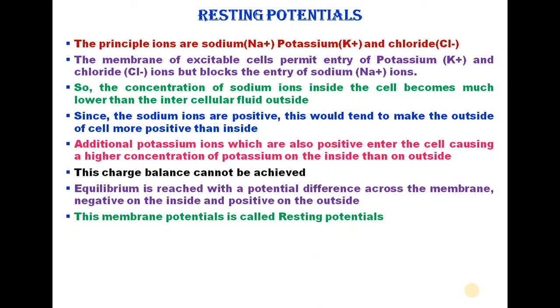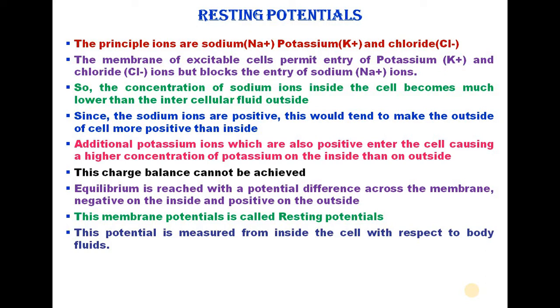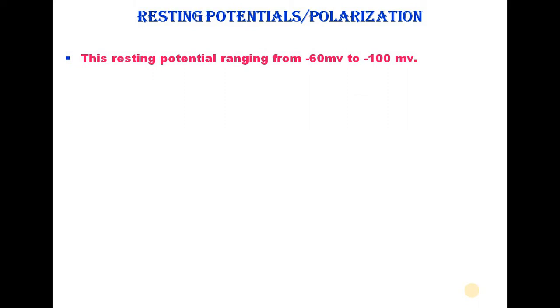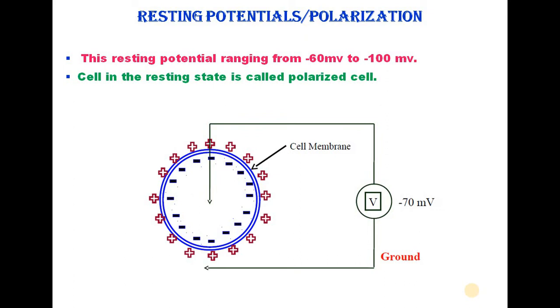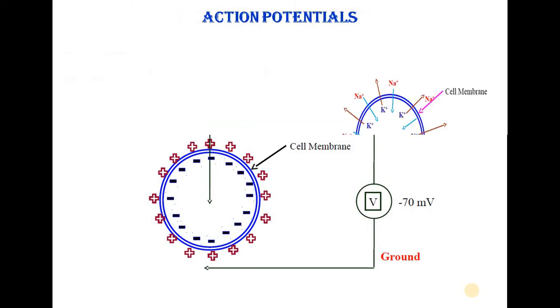This membrane potential is called resting potential. This potential is measured from inside the cell with respect to the body fluids. So, the resting potential of a cell is always negative. This resting potential value ranges from minus 60 millivolt to minus 100 millivolt. The cell in the resting state is called a polarized cell and this process is called polarization. This diagram shows the resting potential. Here, the inside of the cell is negative and the outside of the cell is positive. The electric potential measured is on an average minus 70 millivolt.